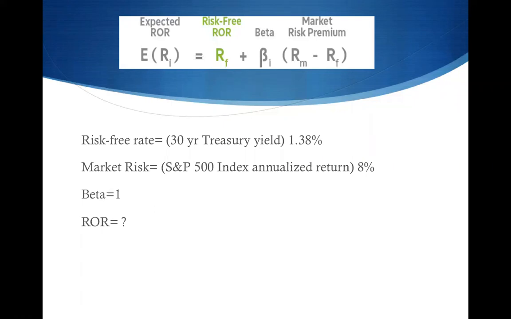What you would do first is subtract the S&P 500 index annual return at 8% minus the 1.38%. So remember, it's like, please excuse my dear Aunt Sally: parentheses, exponents, multiplication, division, addition, then subtraction. I just needed somebody to check my math.